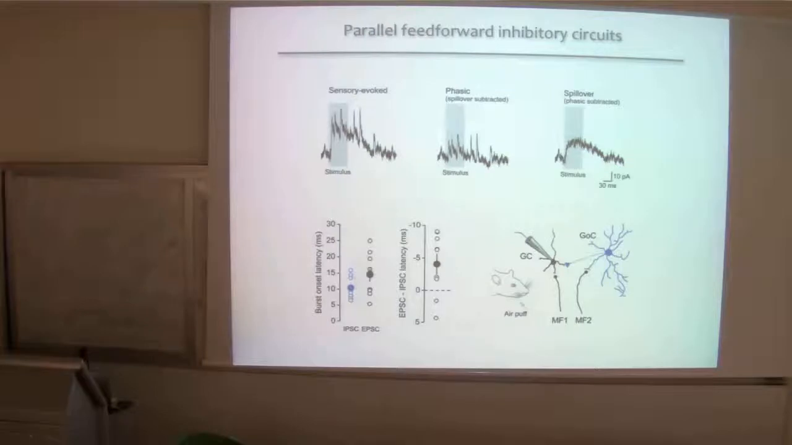So yeah, this would be parallel MOSI fiber input that would actually account for the fact that you can get inhibition arriving prior. And if you look at the latency, which is important, it's not just a case of 1 or 2 milliseconds before. We can get cells where 10 milliseconds before the excitation arrives, you can get inhibition coming on.